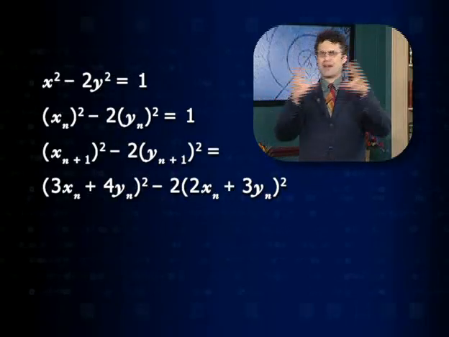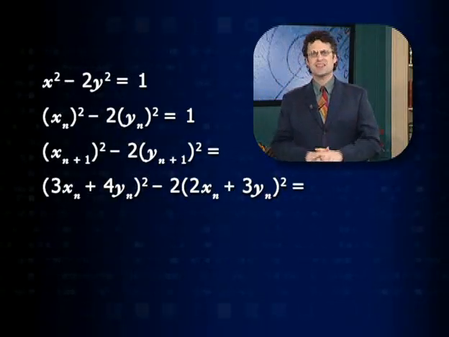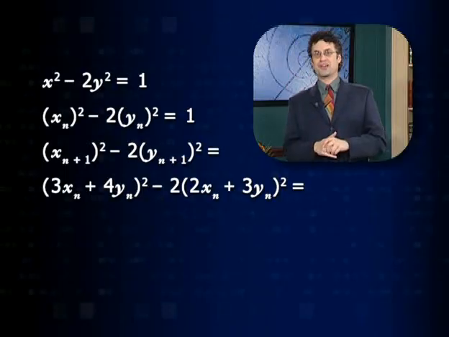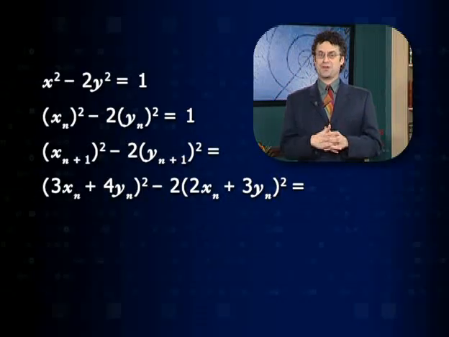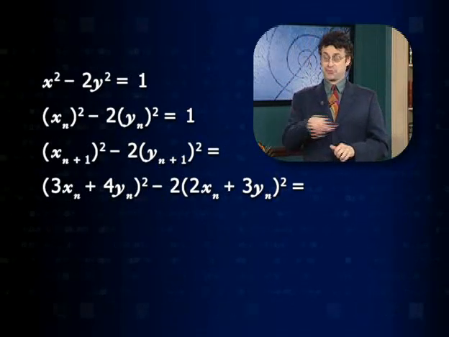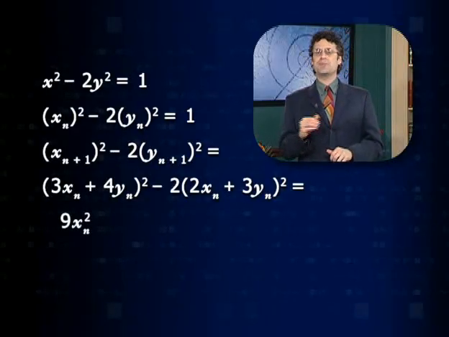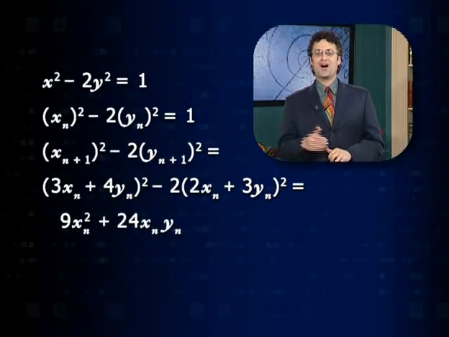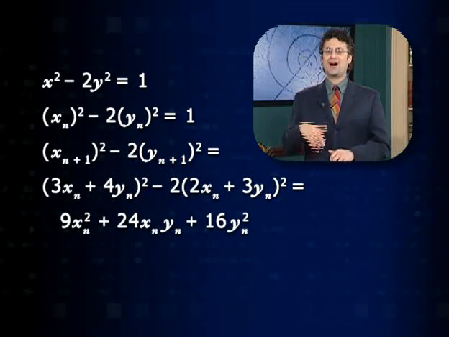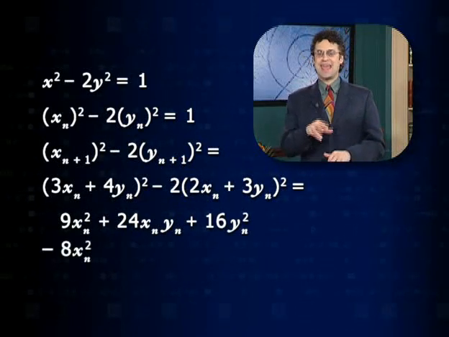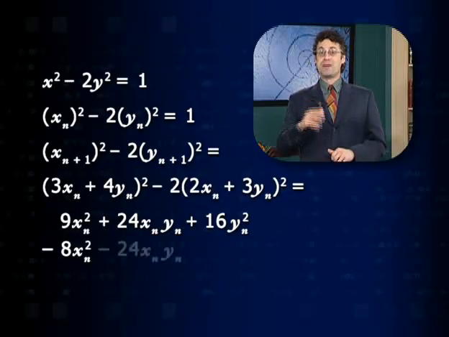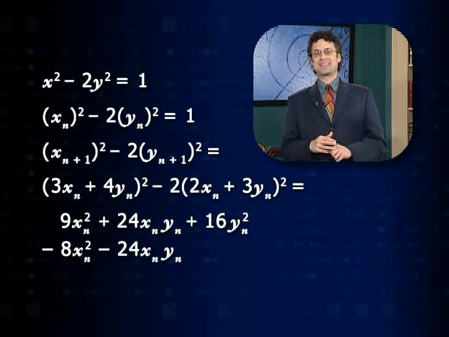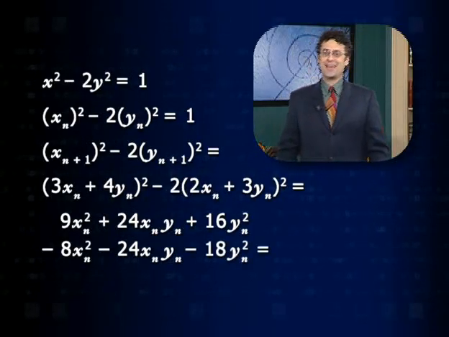Now we have to square all those things out, and it's going to get a little bit messy, so just relax and I'll do it for us. But let's just take in all the fun algebra. We'd actually see, after we square it all out, 9 times xn squared plus 24 times xn times yn plus 16yn squared minus 8 times xn squared minus 24 times xn yn minus 18yn squared.